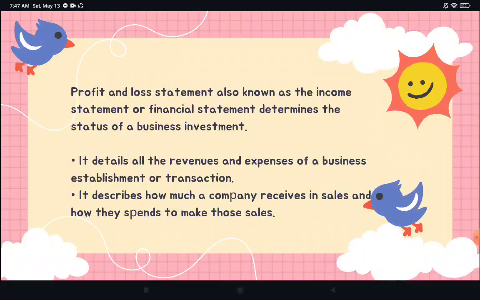Profit and loss statement, also known as the income statement or financial statement, determines the status of a business. It details all the revenues and expenses of a business, establishment, or transaction. It describes how much a company receives in sales and how they spend to make those sales.